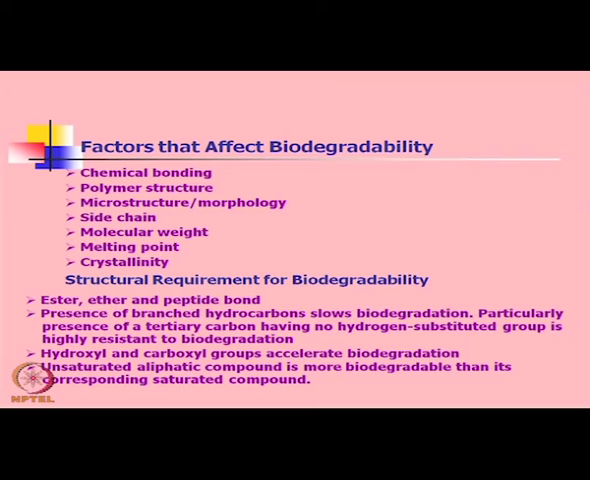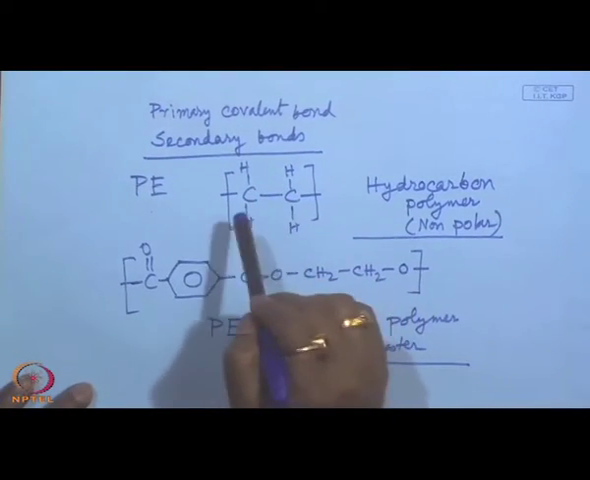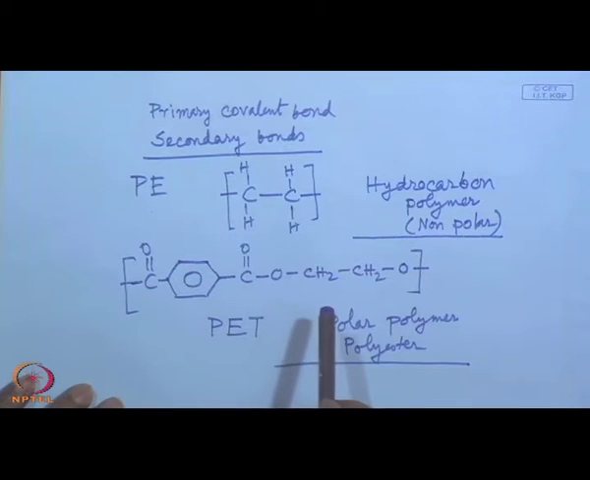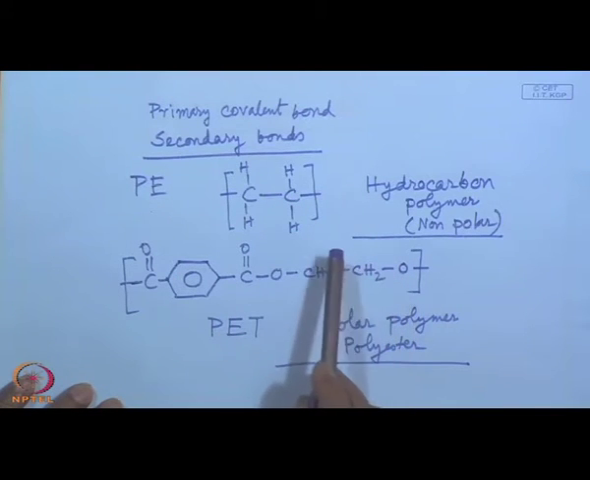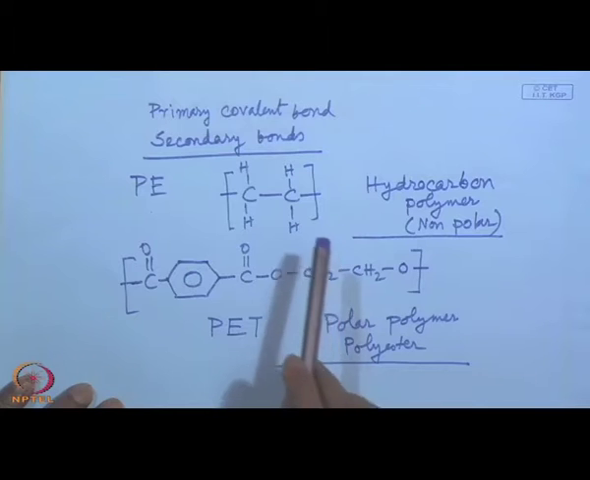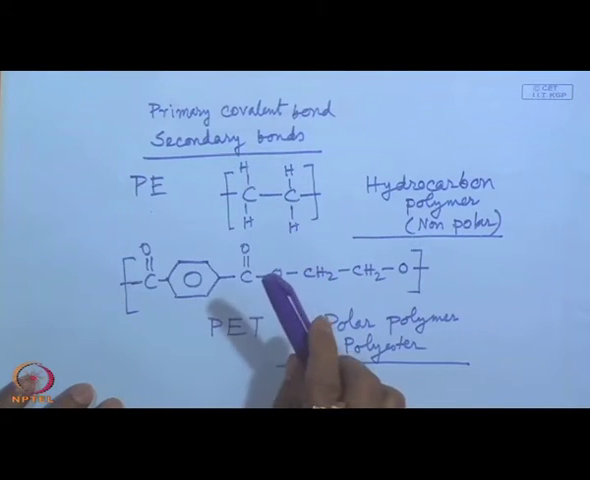Then polymer structure. If we again think of these two polymers, polyethylene and polyethylene terephthalate, the structures are different. So, their degradation phenomena are also different in these two polymers. Then what about the microstructure and morphology?